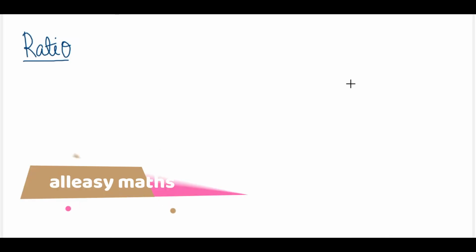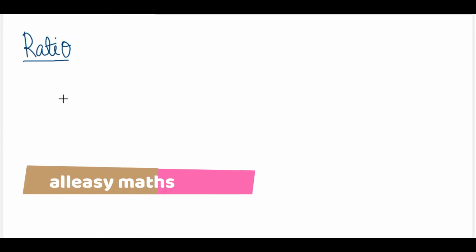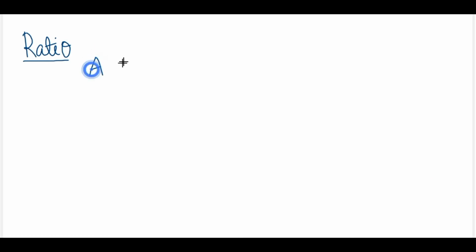My channel again. So today we are going to start with the concept of ratio. Now let's start with the concept. What is the meaning of ratio and all this? Suppose we have two numbers, let's say A and B, and it says the ratio of A and B is 2:3. So what is the meaning of this? The meaning of this is that whenever A is 2, B is going to be 3.